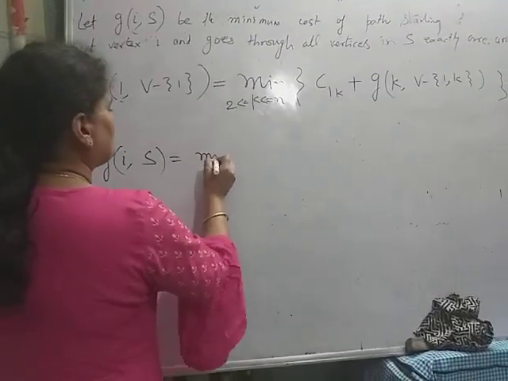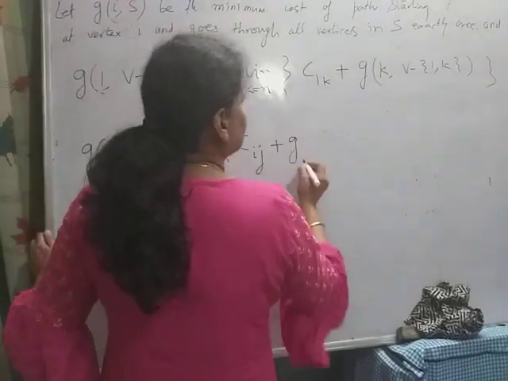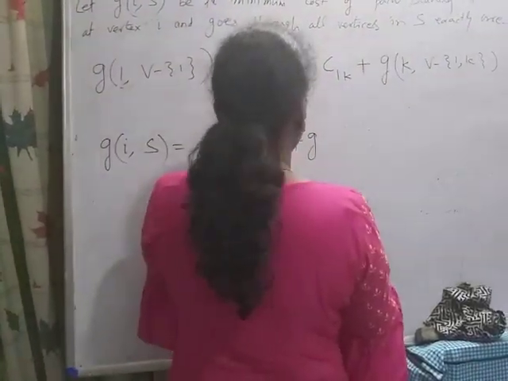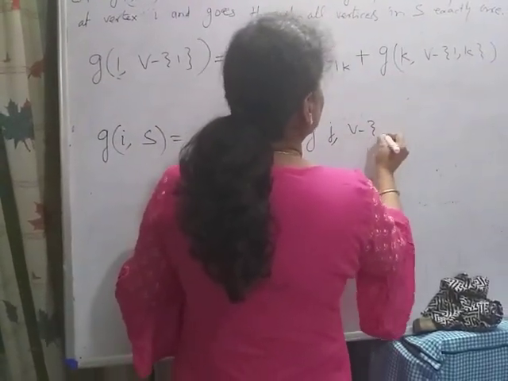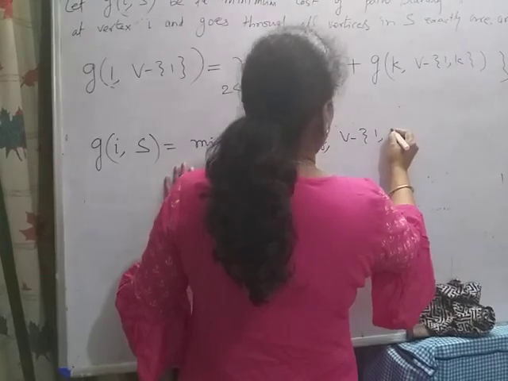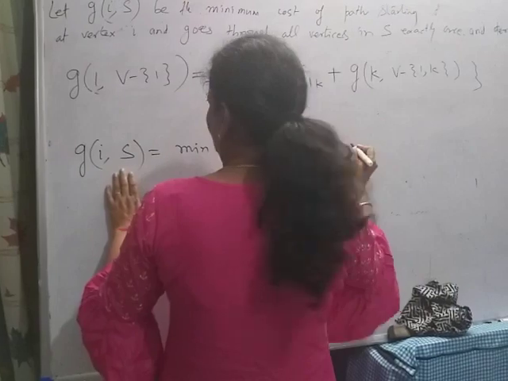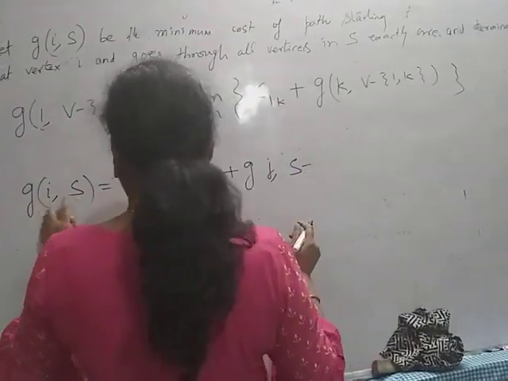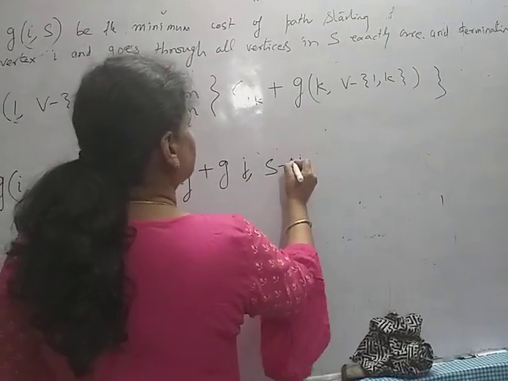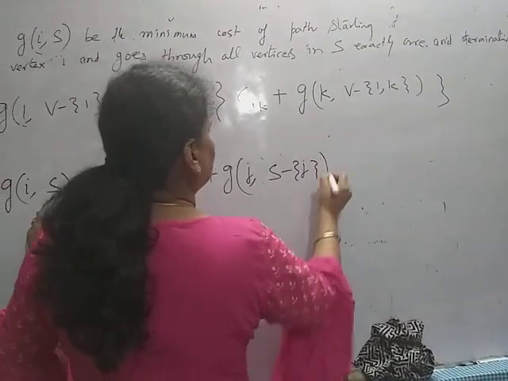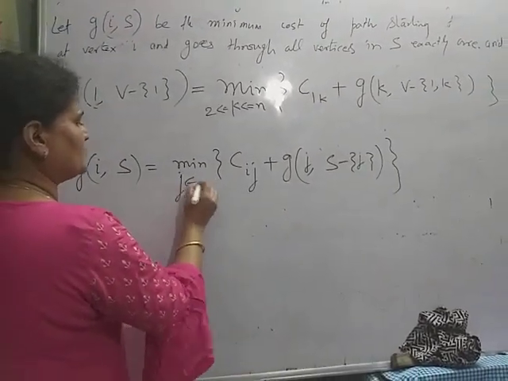G(i, S) equals the minimum of C(i,j) plus G(j, S minus j), where j belongs to S.